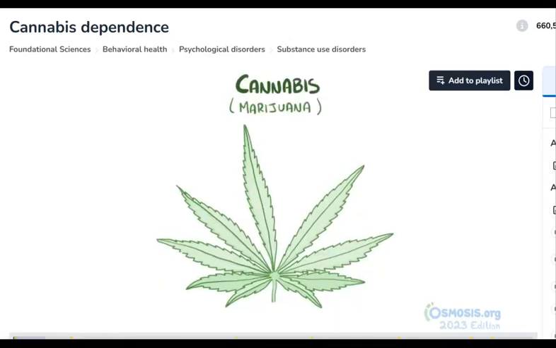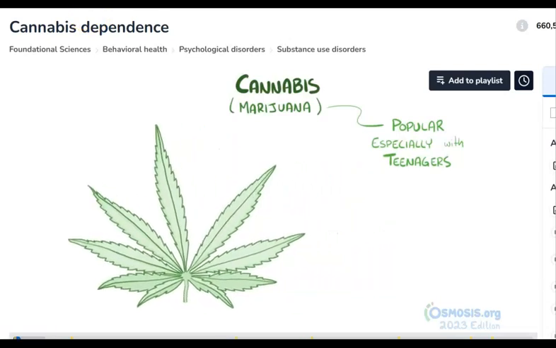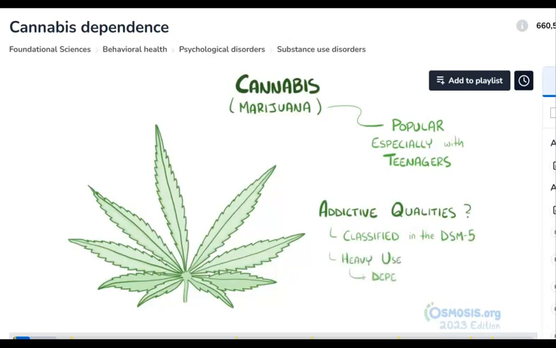Cannabis, or marijuana, is one of the most popular psychoactive substances worldwide, especially among teenagers. Although the specifics of cannabis's addictive qualities are still very much under debate, cannabis dependence disorder is officially classified in the DSM-5, and prolonged heavy use has been shown to cause some level of dependency.